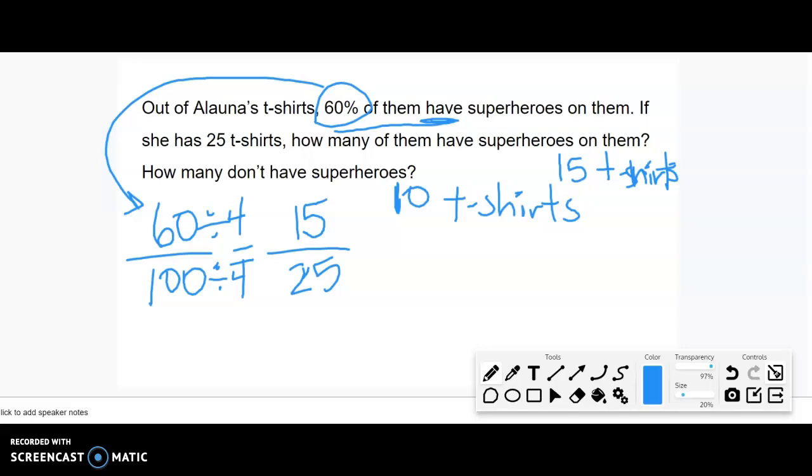But again, I just wrote my percent as a fraction. I started with what I knew. Then we were looking for 25 was the new total. So how many out of 25 is equivalent or equal to 60 out of 100? Okay? If you come across one on your worksheet like this and you're still confused, let me know. It's okay.